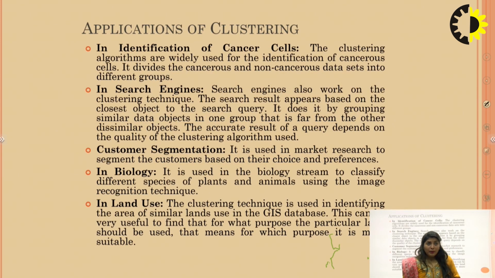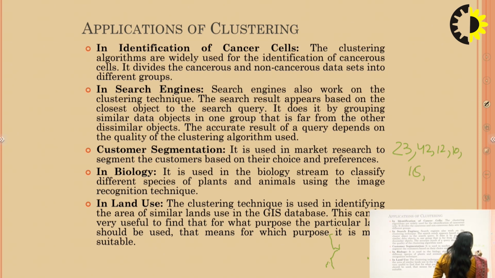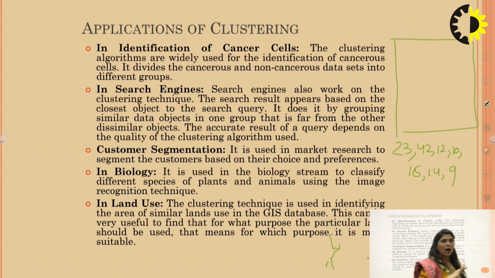So before we move on, we will study how this hierarchical clustering works. Suppose there is a data set 23, 42, 12, 10, 15, 14 and 9. We will study how hierarchical clustering works. We do not need to know how many clusters there will be, or what will be the groups of the clusters. We don't need to know.